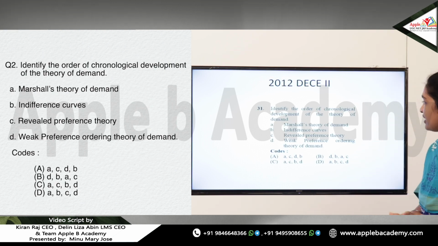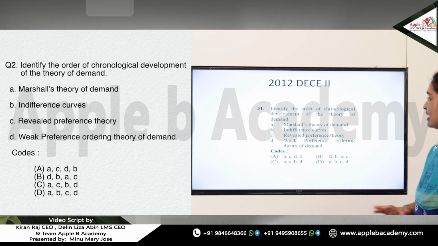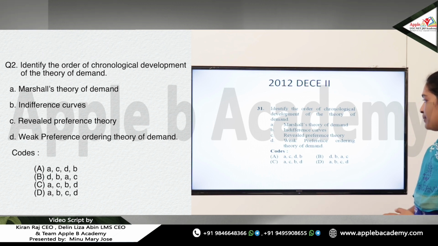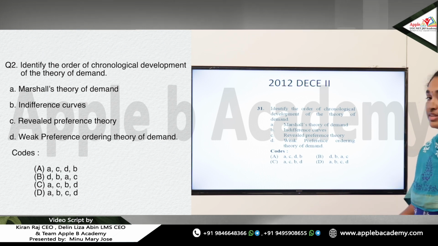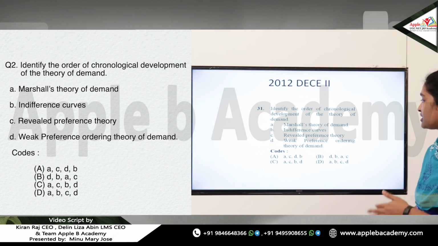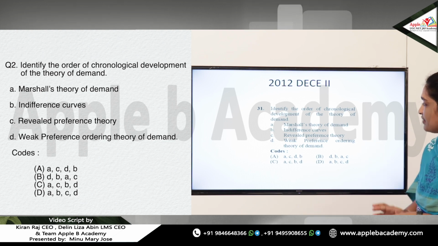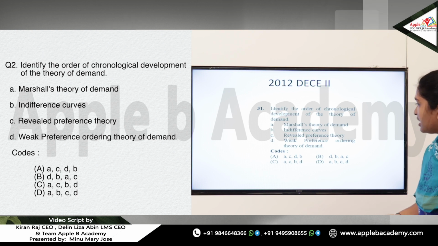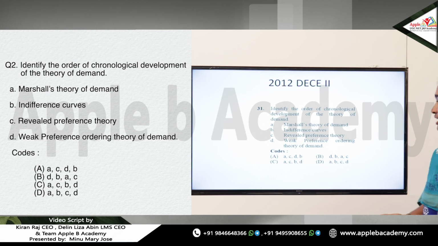Again, this is also a chronological ordering of the theories we have already discussed. The question is: identify the order of chronological development of the theory of demand. So the four theories are given. The first one is Marshall's theory of demand, then indifference curves theory, revealed preference theory. The last one is weak preference ordering theory of demand. We already know that these theories are given in the order in which they came up in consumer demand theory. That means the first one was Marshall's theory of cardinal utility approach, or Marshall's theory of demand.